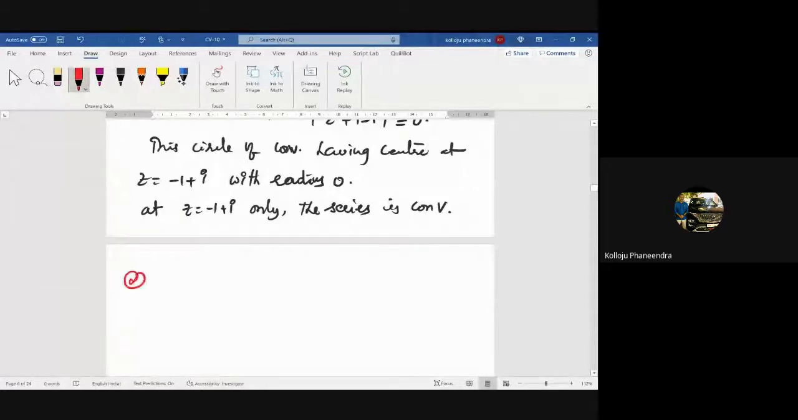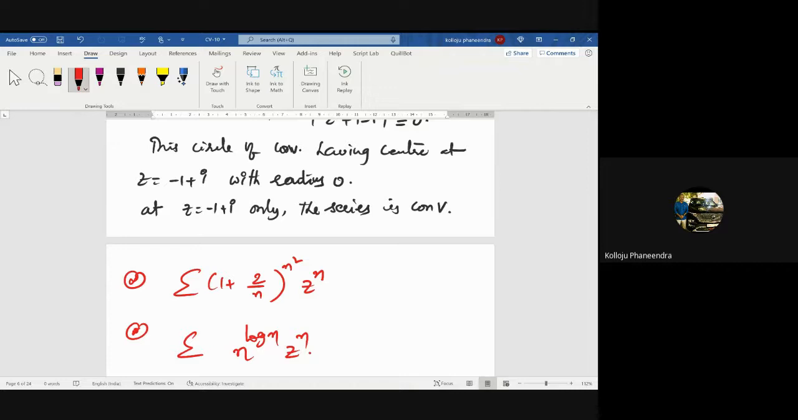Okay. Now, take 2 problems as assignment. Summation of (1 plus 2 by n) whole square into Z power n. You can apply Cauchy's nth root test for this problem. And the other one: summation of n to the power of log n into Z to the power of n. That's also easy.